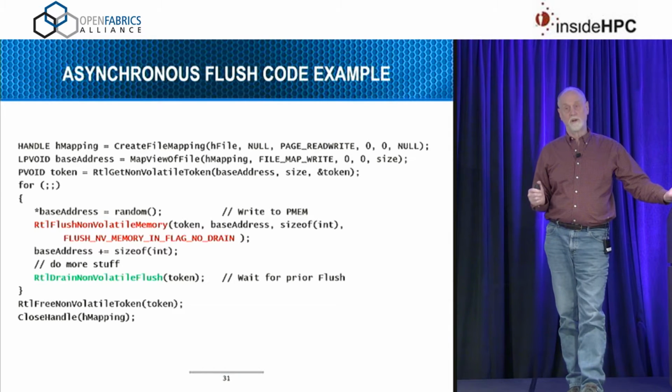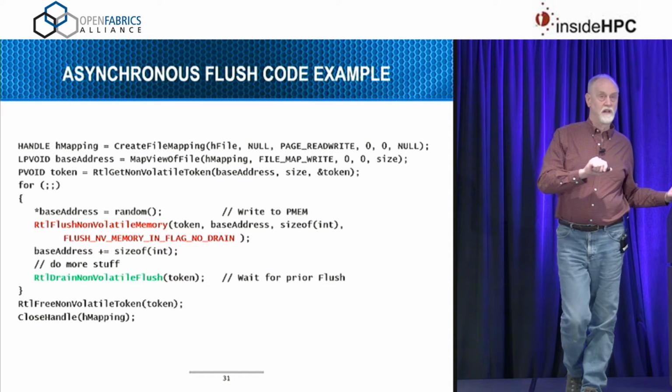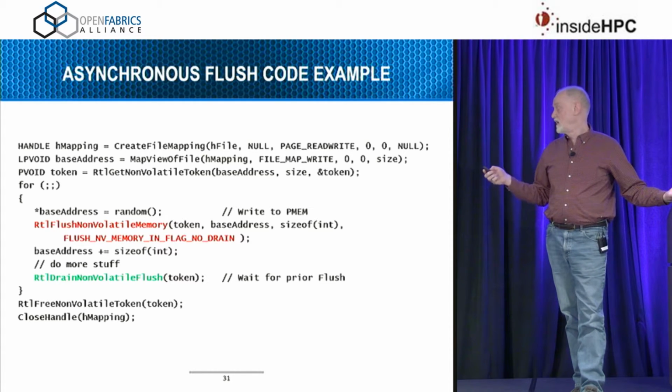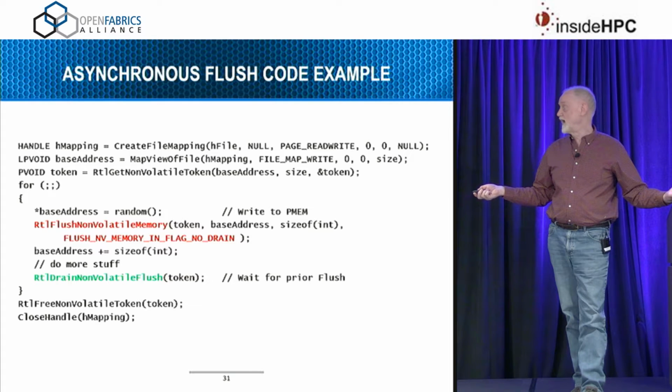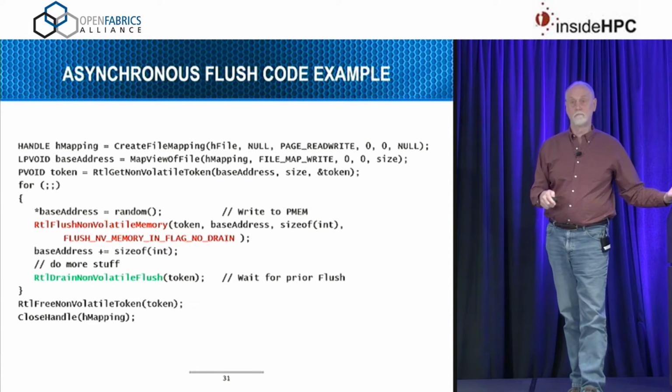And then there's asynchronous flush, in which you take apart that flush into an async flush followed by a drain. Here I marked the async flush in red because by simply adding that flag to the flush non-volatile memory API, we wind up with an asynchronous version of it. And then when we're ready, we call drain.